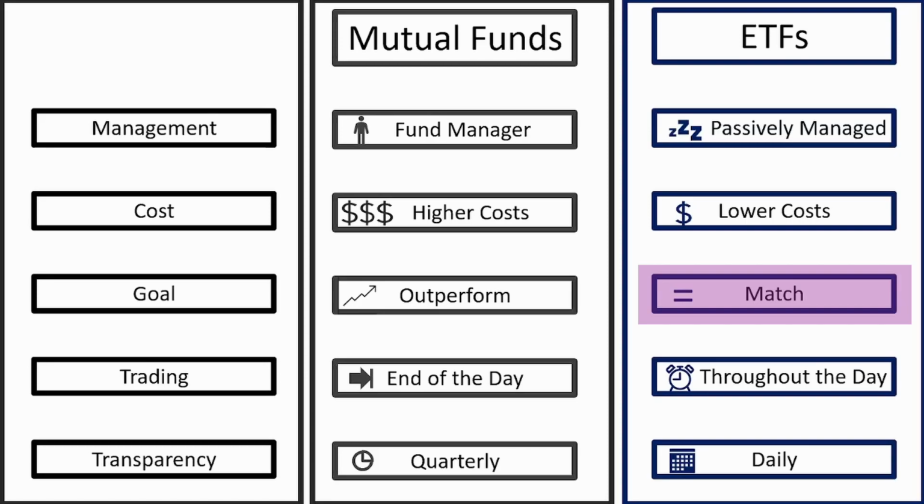So in the example earlier where we discussed SCHD, it's following the Dow Jones U.S. Dividend 100 index, so therefore has a lower expense ratio. The other benefit to ETFs is that they're available for trading whenever the market is open and disclose the holdings contained in the ETF every day.